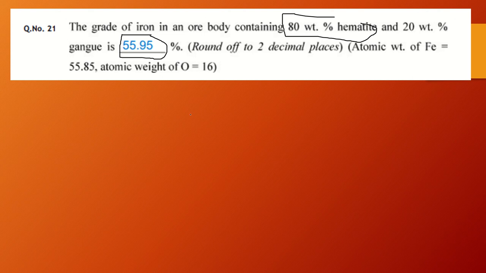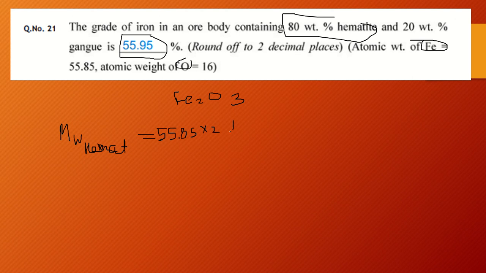Now first we will calculate the molecular weight of hematite. We know the formula is Fe2O3. Based on this formula we can calculate it, as the atomic weight of iron is given and the atomic weight of oxygen is given. So it will be 55.85 into 2, because we have 2 iron atoms in the formula, plus the atomic weight of oxygen, that is 16, into 3, because we have 3 atoms of oxygen. So it will be around 159.7.